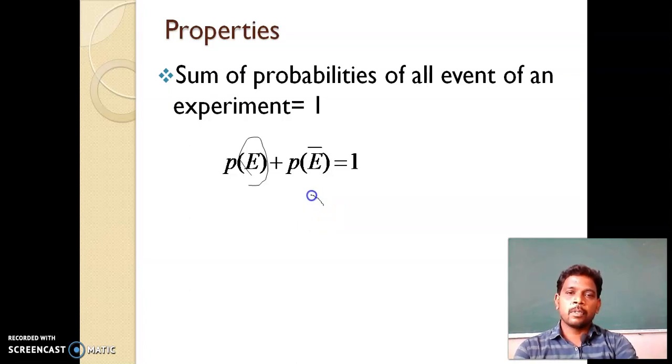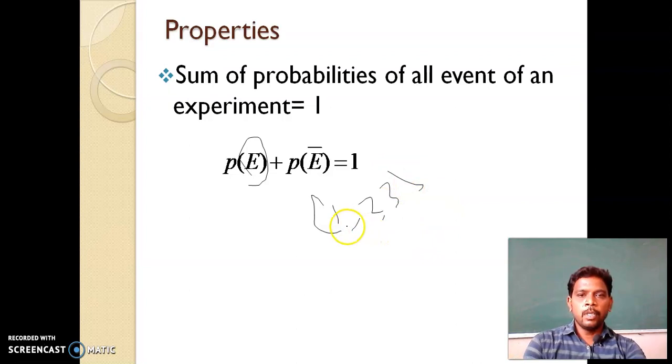One more thing. Suppose 1, 2 and 3. Let us take this as a sample space, for example. So 3 numbers are there. Let us ask one question now. What is the probability of getting the number 2 alone? Only one 2 is there out of 3 numbers, so 1 by 3 is the answer. Let us call getting 2 as E, and the remaining set of numbers, that is 1, 3, is under E bar. If you add these two, we get 1. That is the formula.